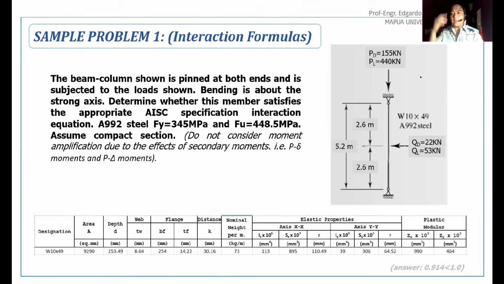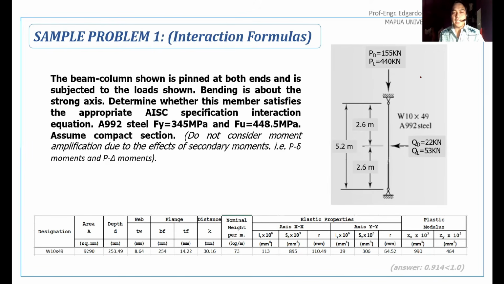Then at the mid-span of the 5.2 meter full span of the member, there is a lateral load, Q. Okay, so Q dead load is 22 kilonewtons and the Q live load is 53 kilonewtons naman. Okay, so the member is W10x49, A992 steel is being used. The properties of the W10x49 were shown in the table below, which was taken from the steel manual. And for A992 steel, its Fy is equivalent to 345 megapascal and its Fu is 448.5 megapascal as given in the problem.